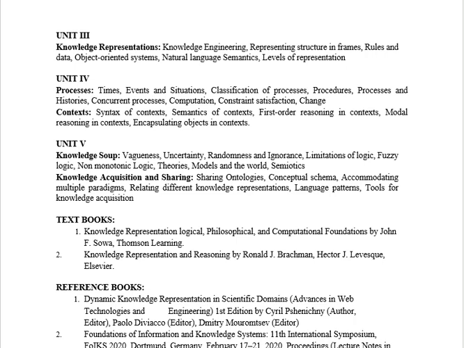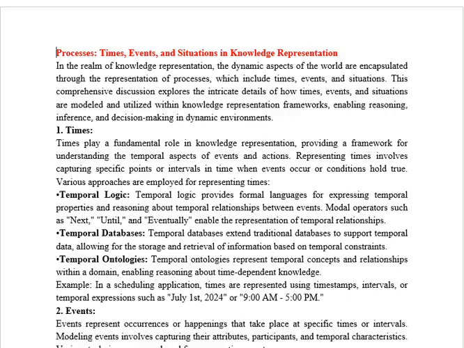Now let's start from part 1, which is processes. What are processes? Let's see. Basically, the representation of processes includes times, events and situations. So to represent the process, these three things are involved. You have to learn about these three things to represent the process. And it is a knowledge representation framework, enabling reasoning and decision making in dynamic environments.